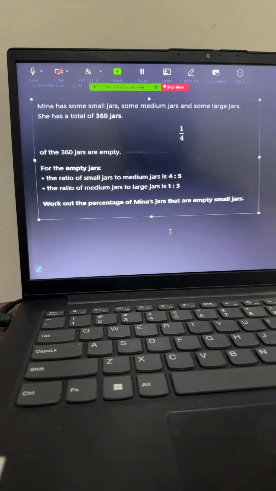So what do you think? We know that there's a total of 360 jars, and 1 out of 4 of them are empty. So how many are empty in total? So 1 over 4 of 360 is empty. Yes. So can you calculate what is 1 out of 4 of 360?